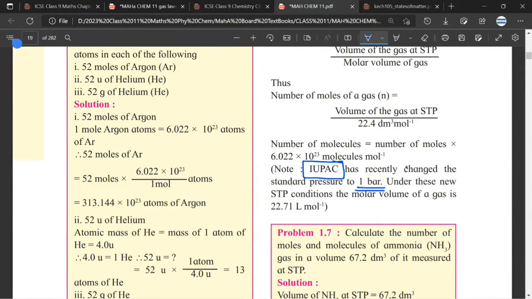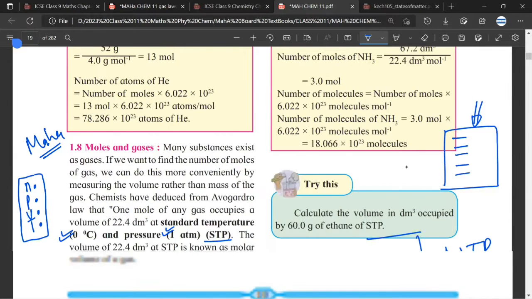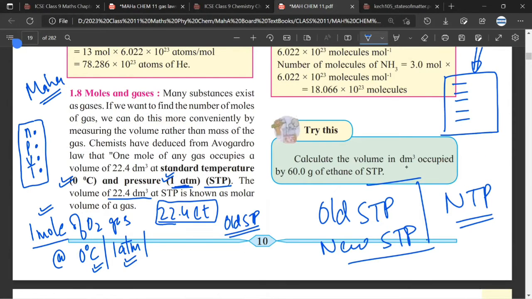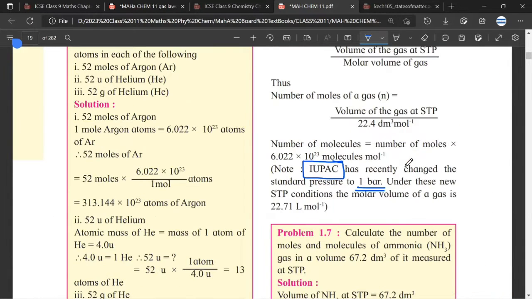Are we clear? So rather than one atmosphere, the new STP says that the pressure should not be 1 atmosphere. It should be 1 bar. And when 1 bar is taken, the molar volume becomes 22.71 liter. Are we clear?